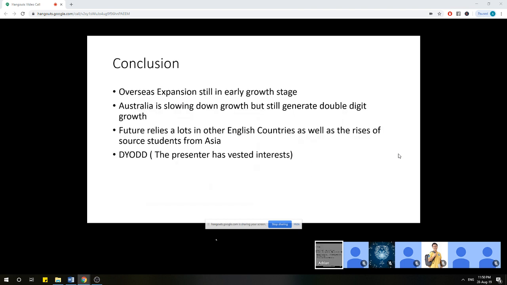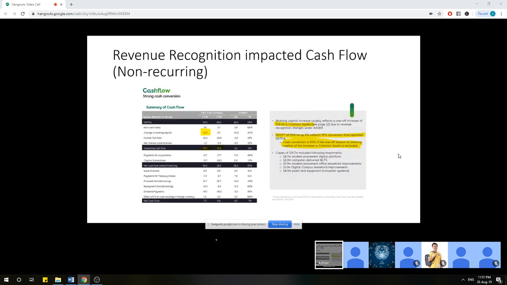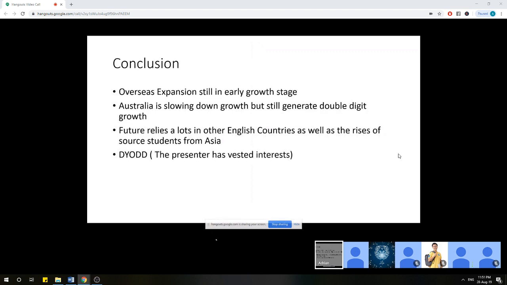So conclusion: overseas expansion is still in early growth stage. Australia is drawing down growth. Future relies a lot on other English countries as well as the rise of source students from Asia. I just hope they don't mess it up like A2. Yeah, this is my concern as well.